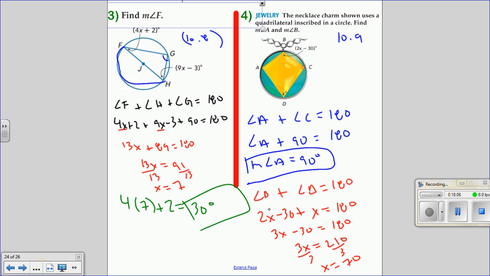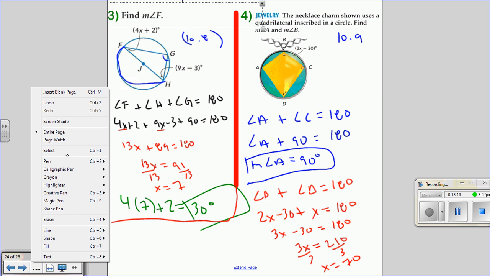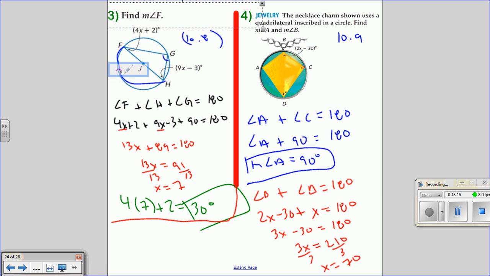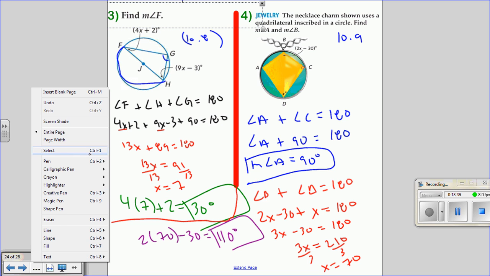But we're not looking for x, we're looking for B. So I need to substitute x in to find B. So it would be 2 times 70 minus 30, which is B. So 2 times 70 is 140. 140 minus 30 is 110. So B is equal to 110 degrees. And this concludes your notes for today.